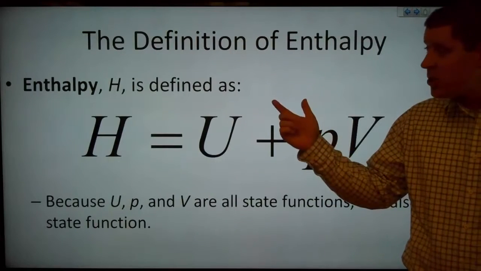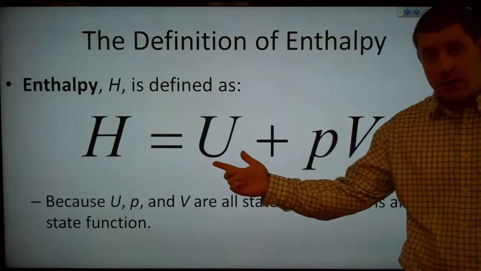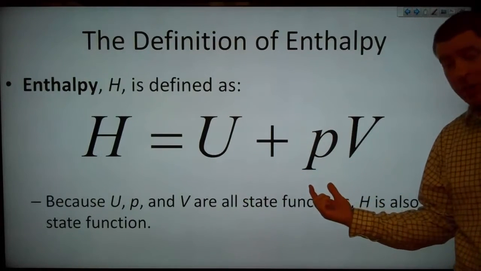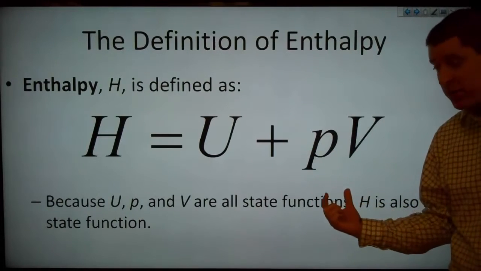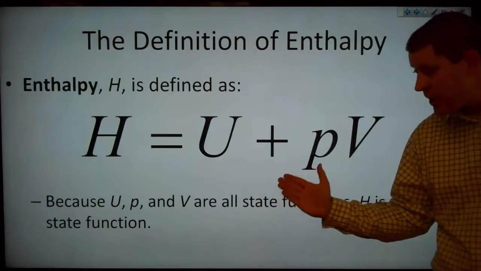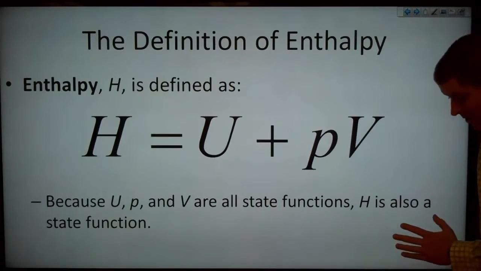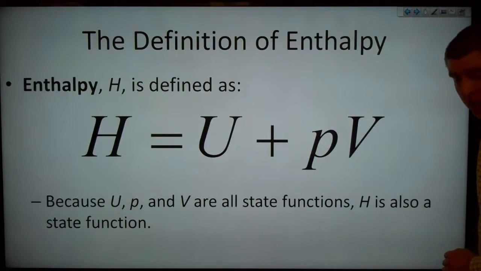Now the enthalpy H is defined as H = U + PV, the internal energy plus pressure times volume. Because U, P, and V are all state functions, that means that H, the enthalpy, must also be a state function.